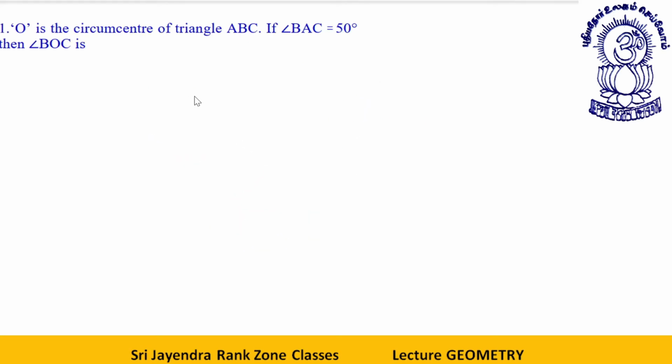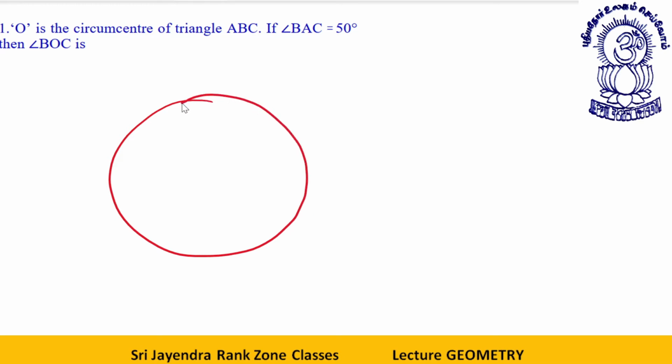O is the circumcircle of a triangle ABC. If angle BAC is equal to 50 degree, then angle BOC is what, students? First of all, we have a circle. What does this circle do? This circle encompasses a triangle ABC. This circle is the circumcircle of that triangle.